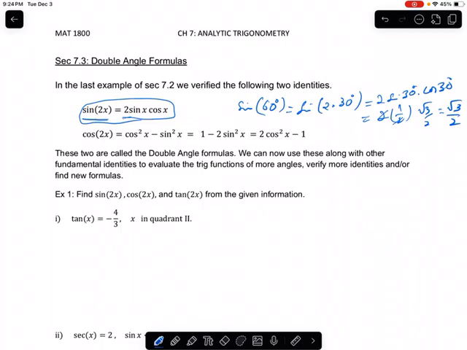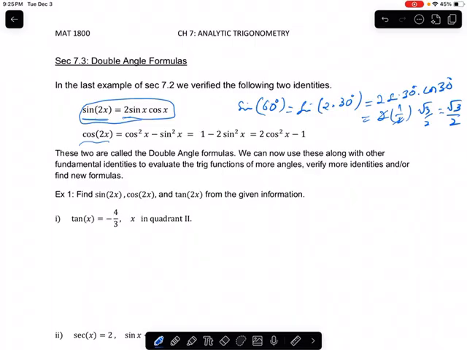Also, we can now find the sine, cosine, and tangent of a double angle. Because sine and cosine we can find from these two formulas, and then the tangent is just sine 2x over cosine 2x. So these are called the double angle formulas. We can now use these along with other fundamental identities to evaluate the trig functions of more angles, and then verify more identities or find new formulas. So we can keep going. Then there are formulas for sine 3x, cosine 3x, which are a little bit complicated. We are not going to look at them here, but you can go as far as you want.